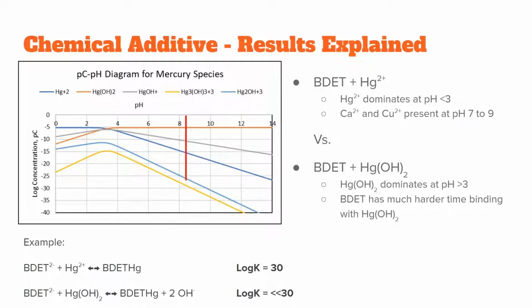However, at the mine drainage pH of 8.5 that we use, you'll notice a lot of other groups use like 7.5, which is what it is like coming right out of the mine drainage. We used 8.5 because we assumed that it was supersaturated with CO2, and as you left it exposed to the air, it probably increased to 8.5. Anyways, the main purpose of this slide was to show that in reality, the BDET was trying to bind with HgOH2 and just wasn't as effective as perhaps we were expecting it to be.